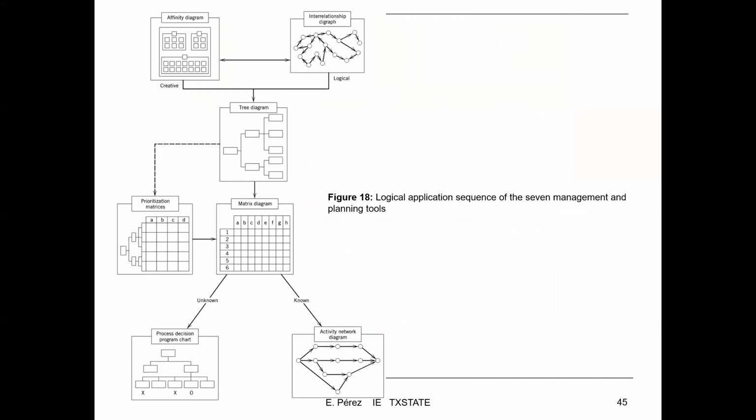So here's the last figure. This is the logical application sequence of the 7 management and planning tools that we just discussed. We can start with these two, the affinity diagram and the interrelationship diagram, and then move to the tree diagram. From here, we can start with the matrix diagram and also the prioritization matrix. If the matrix diagram is known, then we can move to the activity network diagram. If it is unknown, then the process decision program chart.